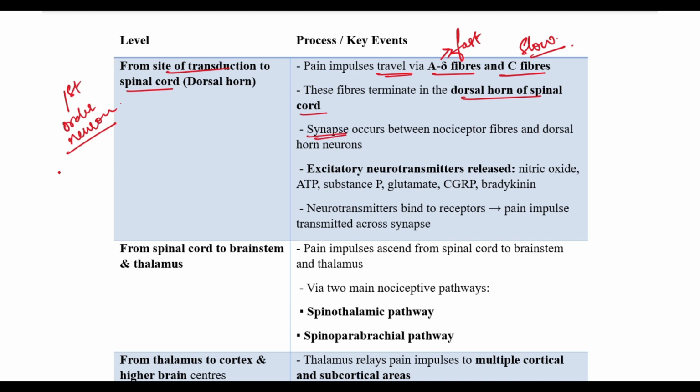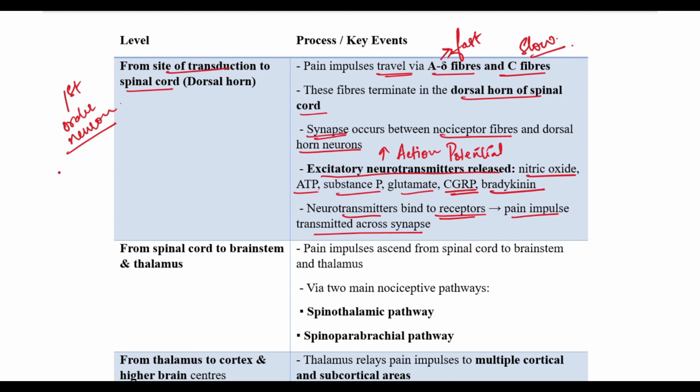A synapse occurs between the nociceptive fibers and the dorsal horn neurons of the spinal cord. Excitatory neurotransmitters are released. Matlab, these are neurotransmitters which will increase the action potential thereby releasing nitric oxide, ATP, substance P, glutamate. CGRP is nothing but calcitonin gene related peptide, and then we have the bradykinin. These neurotransmitters will bind to the receptors and the pain impulse is transmitted across the whole synapse.